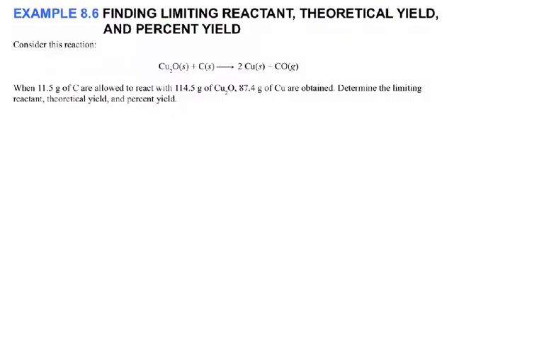Take a look at this example. Here you're reacting 11.5 grams of carbon, so let's put here 11.5 grams, and we are reacting it with 114.5 grams of copper 1 oxide, which is Cu2O. Now, according to this, you did this reaction and it says that you obtained 87.4 grams of copper. So this is the product that you made.